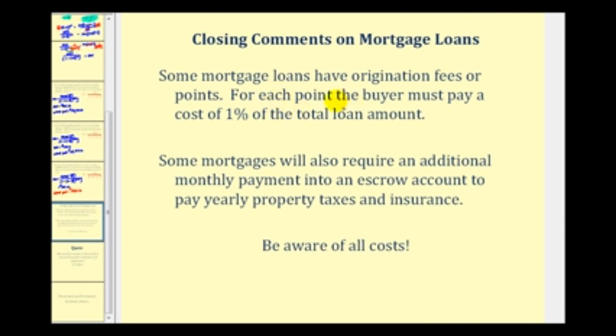I'd like to make a couple closing comments on mortgage loans. Some mortgage loans have origination fees or points. For each point, the buyer must pay a cost of 1% of the total loan. And some mortgages will also require an additional monthly payment into an escrow account to pay yearly property taxes and insurance. So it's important to be aware of all of the costs when taking a loan.